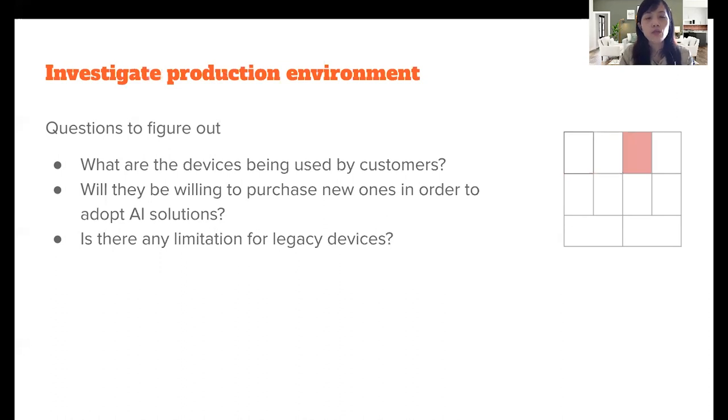After that, we also want to learn about their production environment. Some of them might already be using some tools that they don't want to get rid of, even if they change the software system. And some may want to try some new AI solutions, but their job function may need to change as well when they try to get started using the new AI solutions.